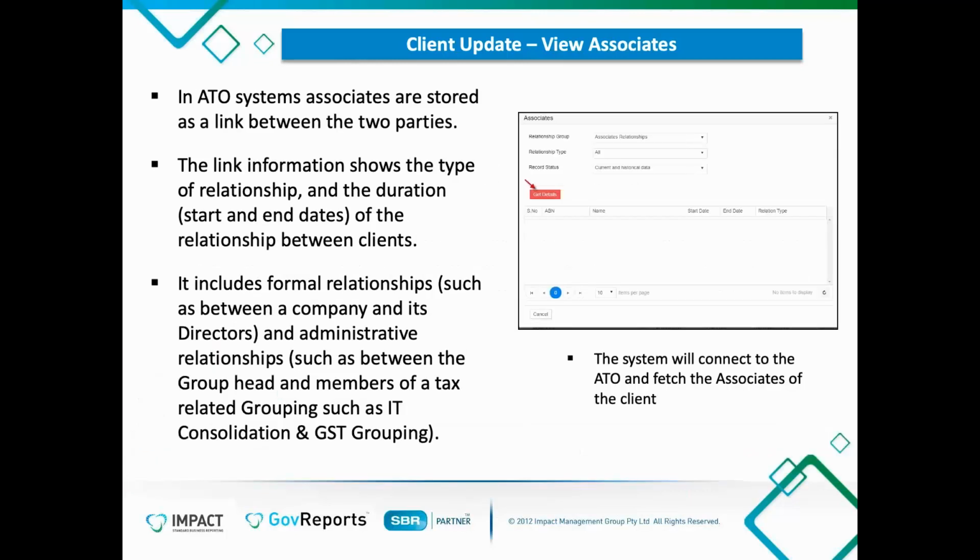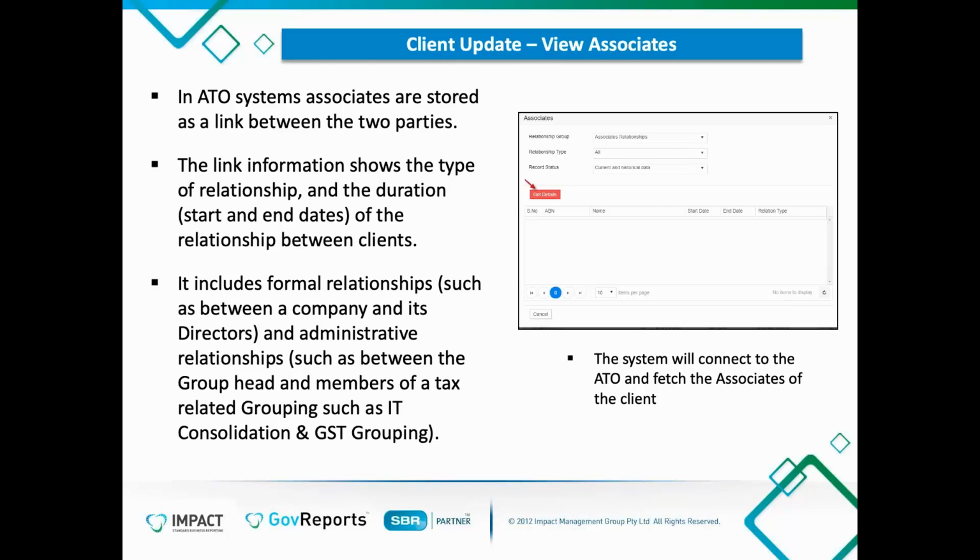So again, in the system, the associates are stored as a link between the two parties. The information shows the type of relationship and duration, if there's a start and an end date. For example, the most obvious one is the company and its directors, but also if there is grouping for income tax or for GST grouping. So that's really important to have that information there.